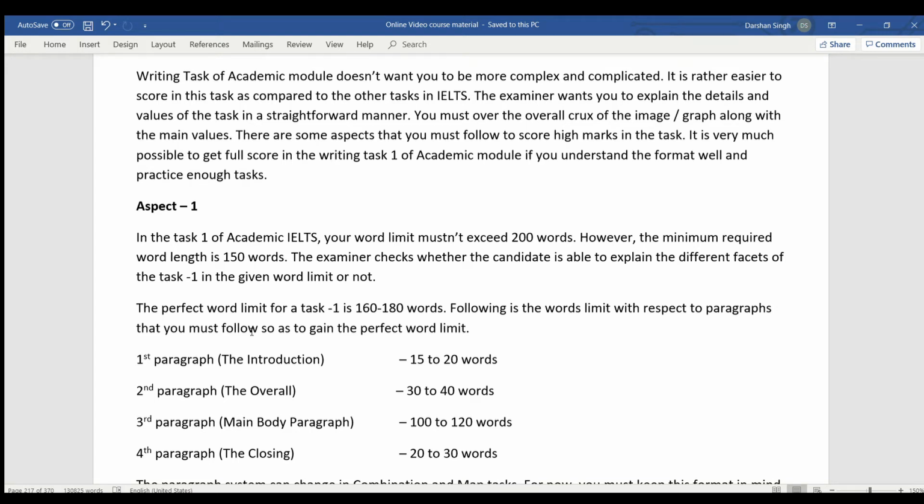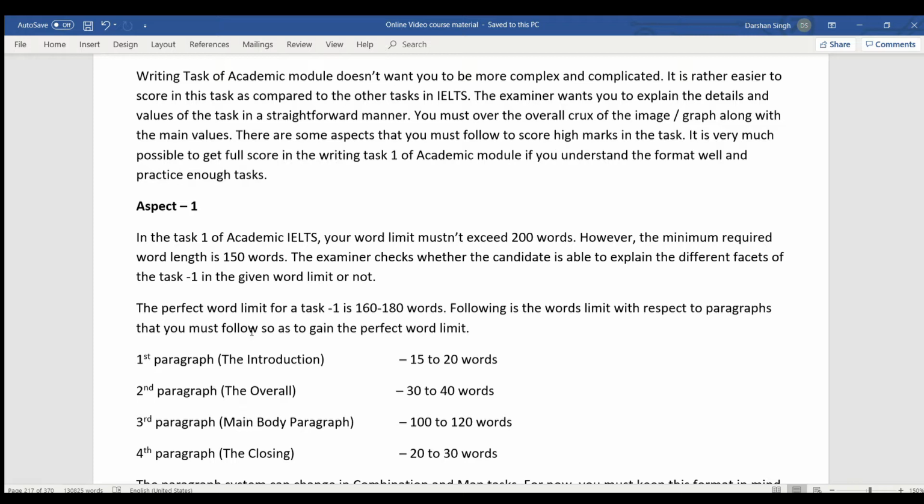Now in this video I'm going to discuss writing task 1 of the academic module. I haven't made a detailed video for writing task 1 on academic yet. This is the video that I'm making on the demand of students.